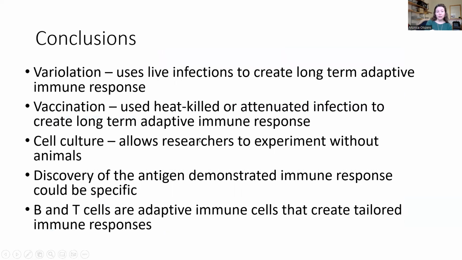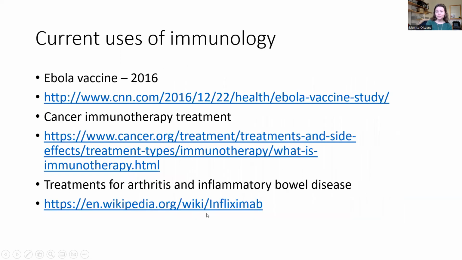All right, so in conclusion, variolation uses live infections to create long-term adaptive immune responses. Vaccination uses heat-killed or attenuated infection to create long-term immune responses. Cell culture allowed researchers to experiment and create vaccines without animals. The discovery of the antigen demonstrated that the immune response can be very specific. And now you know that B and T cells are adaptive immune cells that can create very tailored immune responses.